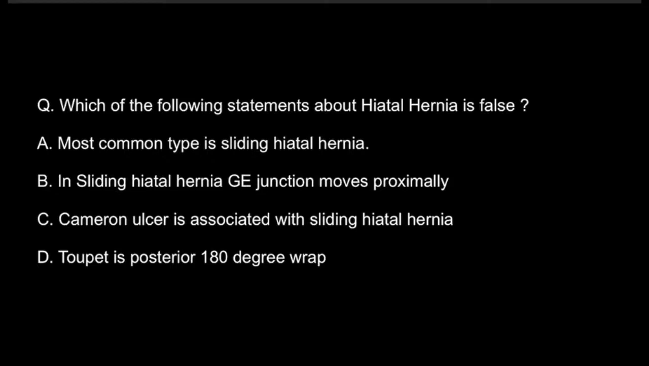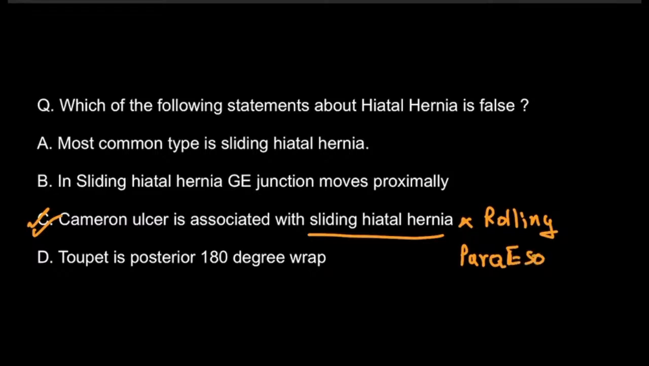This is a question based on the different types of hiatus hernia. If you say that the answer is option C, that is, Cambrons also is associated with sliding hiatus hernia, then you are absolutely correct. It is not associated with sliding. It is associated with the rolling, which is also referred to as the paraesophageal hiatus hernia.